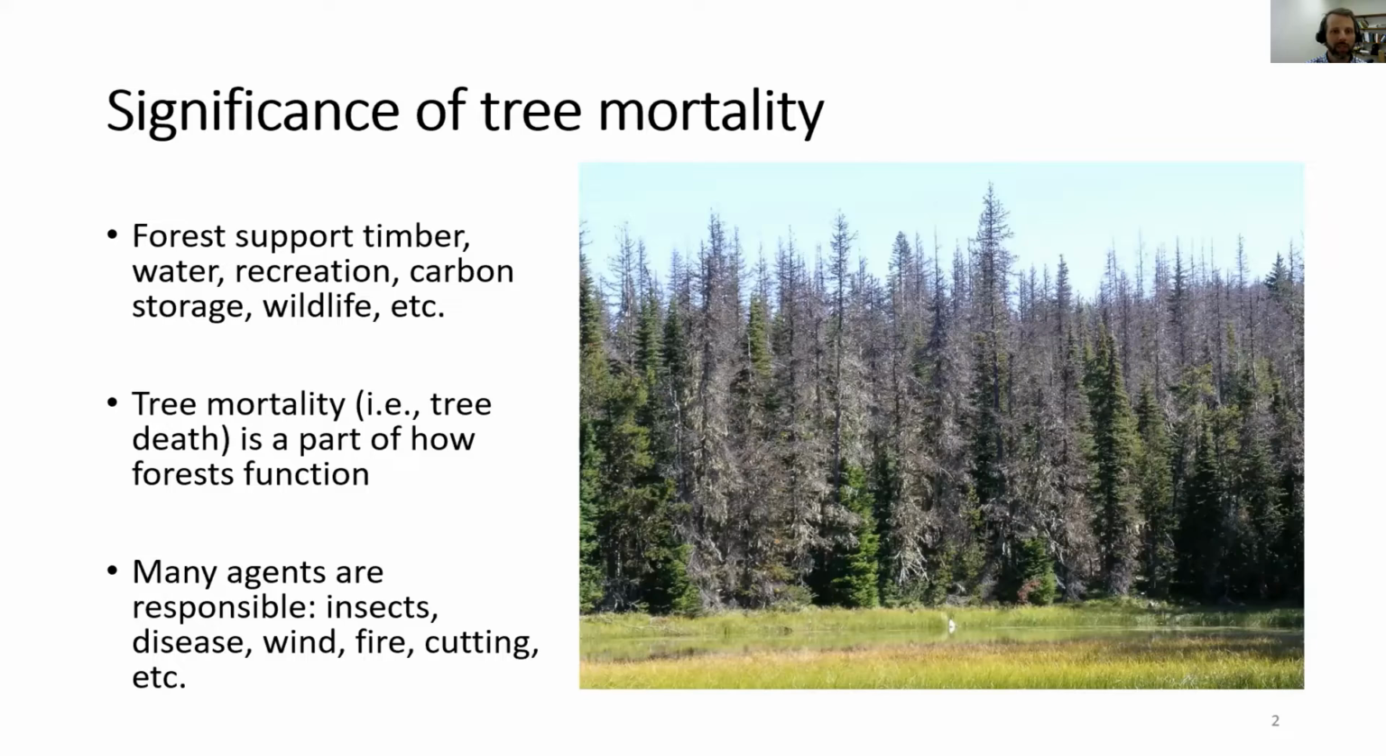So, what's the significance of tree mortality? Forests support a whole bunch of values that we care about: timber, water resources, recreation, carbon storage, wildlife, biodiversity, and the list goes on. And tree mortality is of course a fundamental part of the way that forest ecosystems function, right? Trees don't live forever, so clearly at some point they have to die, and many agents are responsible for that. It could be insect, disease, wind, fire, harvesting, a lot of things.